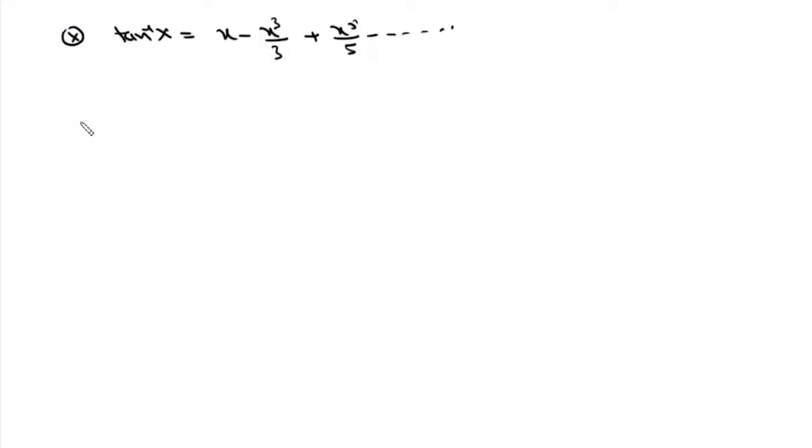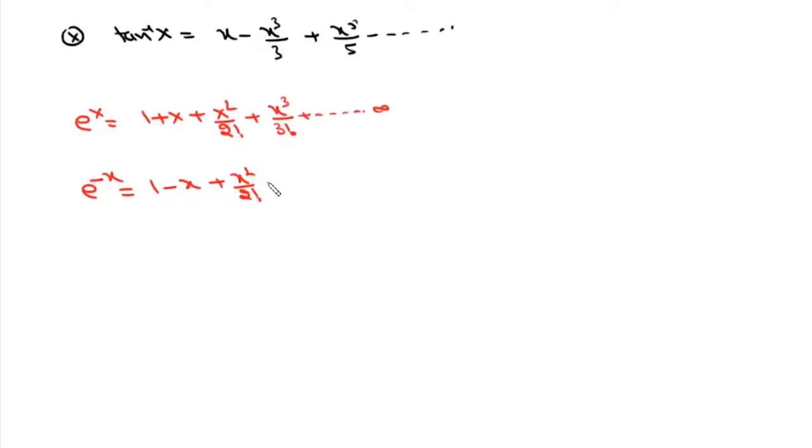Say for example, we know the expansion formula for e to the power x is 1 plus x plus x square upon factorial 2 plus x cube upon factorial 3, and this series continues up to infinite. Now suppose we have to find the expansion formula for e to the power minus x. What we'll do is replace x with minus x. So it'll be 1 minus x plus x square upon factorial 2 minus x cube upon factorial 3, and it'll continue up to infinite.